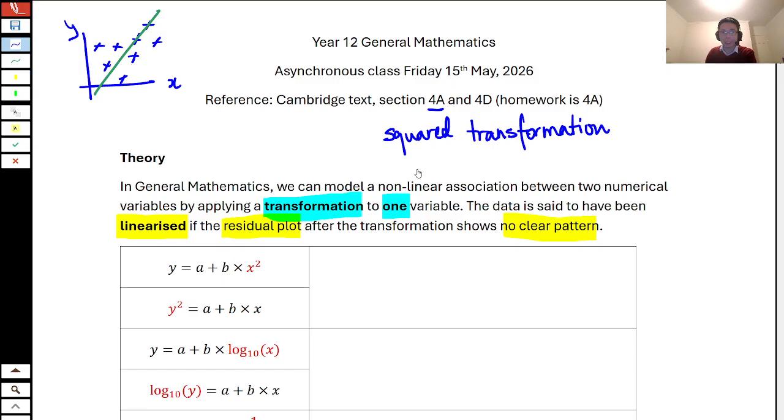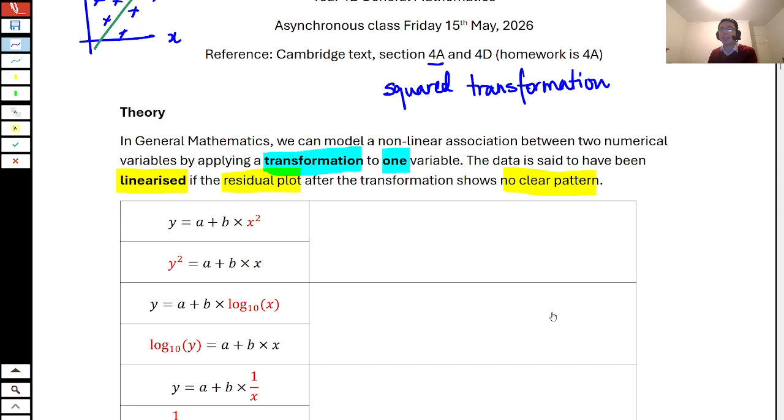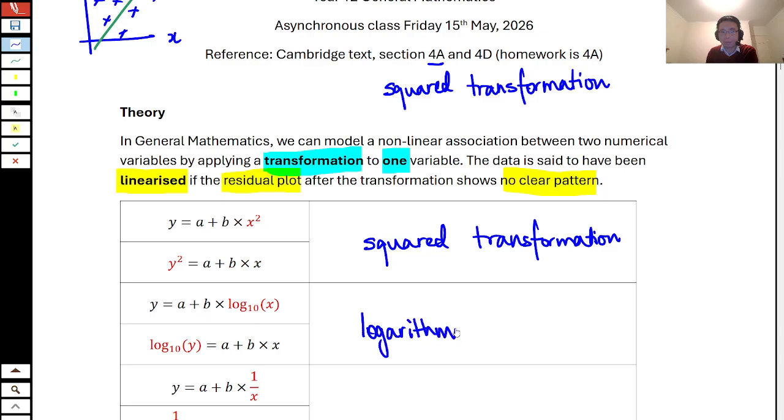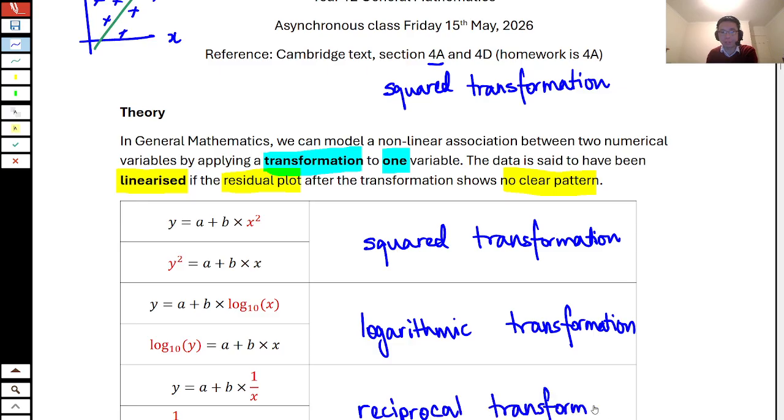So, in chapter 4 of the Cambridge text, we introduce three different transformations to the data. You've already met the first one. It's called the squared transformation. The next one is the logarithmic transformation. And the final one, probably the one that you're least familiar with, name-wise, is what's called the reciprocal transformation. Reciprocal is just a fancy name for inverse, and inverse in the sense of multiplication.